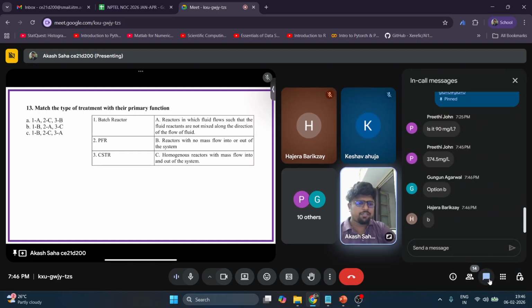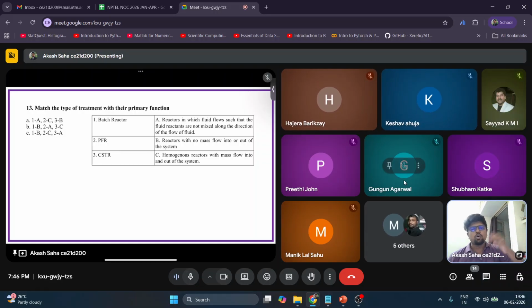Yeah, so again and again we have discussed this. Option B is correct because in a batch reactor there is no mass flow coming into or going out. Once all the reactants are put in the reactor, we close it and then perform the reaction. Whereas in a PFR, they are not mixed along the direction of flow. In plug flow manner, it is like small CSTRs happening in series. And in a CSTR, there is a mass inflow and outflow from the system. It's a homogeneous reactor. So option B is correct.